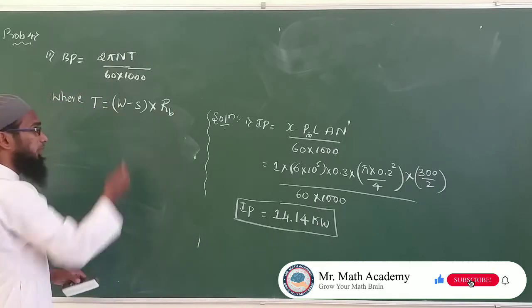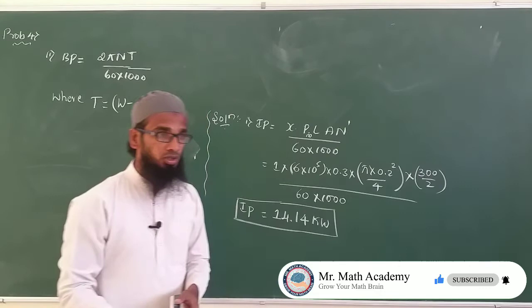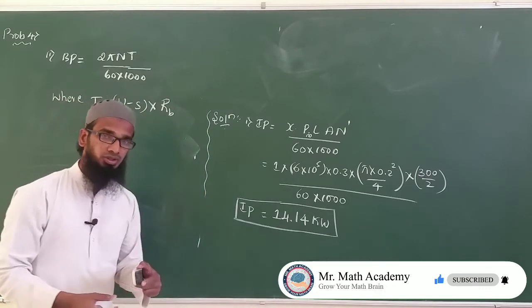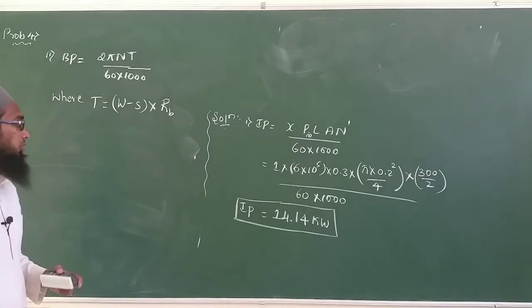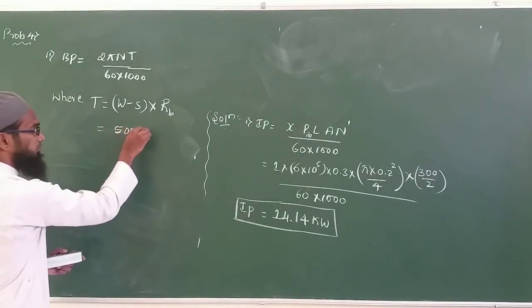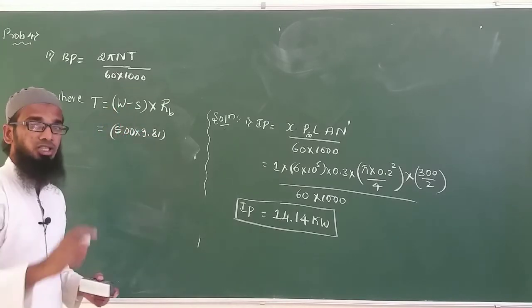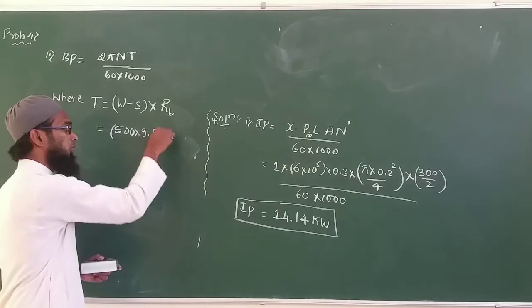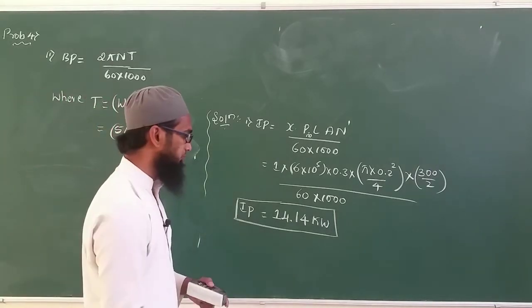Now, the effective brake load is given in kg, that is 500 kg, but we have to substitute it in the formula in Newtons. Therefore, I will multiply 500 by 9.81, so that I get W minus S in Newtons. Now, what is the R_B here? That is the radius of the brake drum.